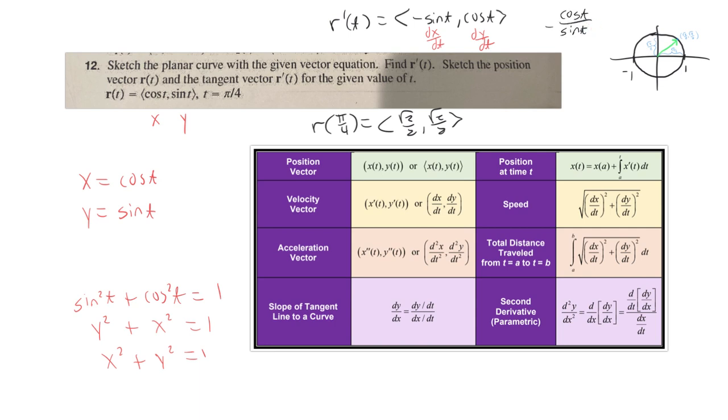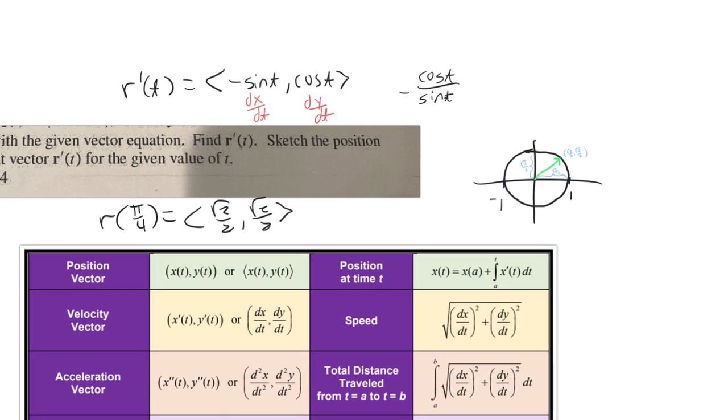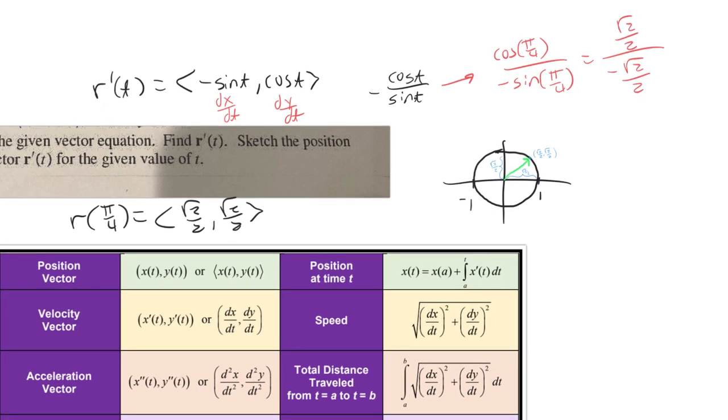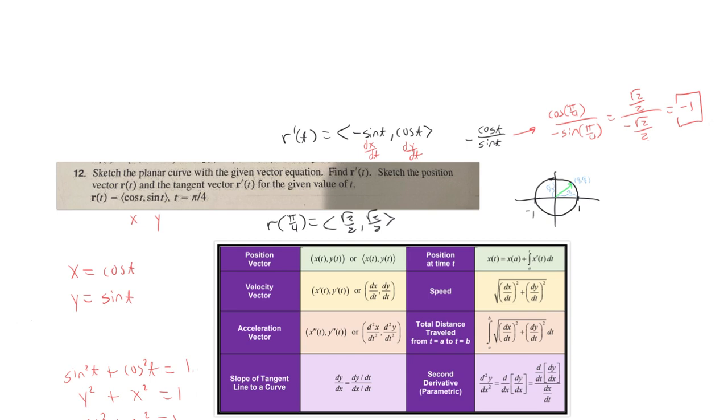Now, however, we of course are going to be substituting in pi over 4 for t. That would result in this scenario where it's cosine of pi over 4 all over, we'll keep it negative down here, negative sine of pi over 4. Now that's going to equal radical 2 over 2 all over negative radical 2 over 2. And that's going to turn into negative 1 if you were to do the math. So that's the slope of the tangent line.